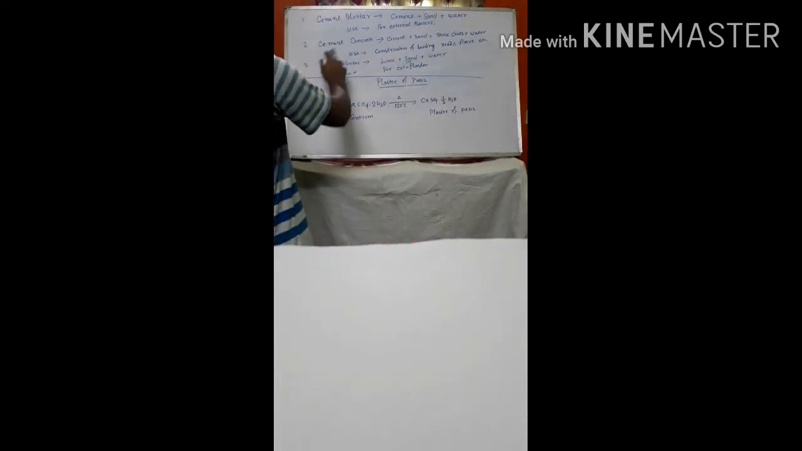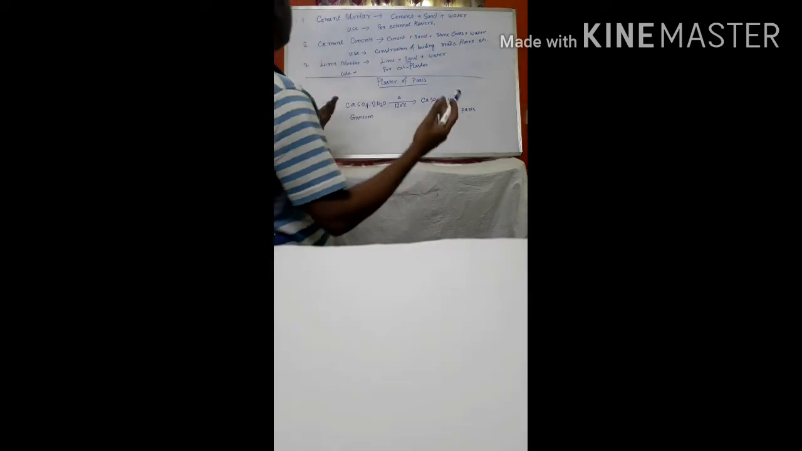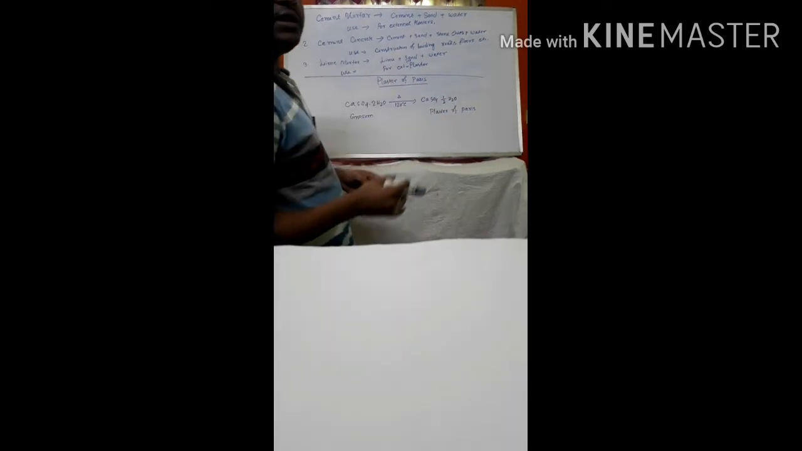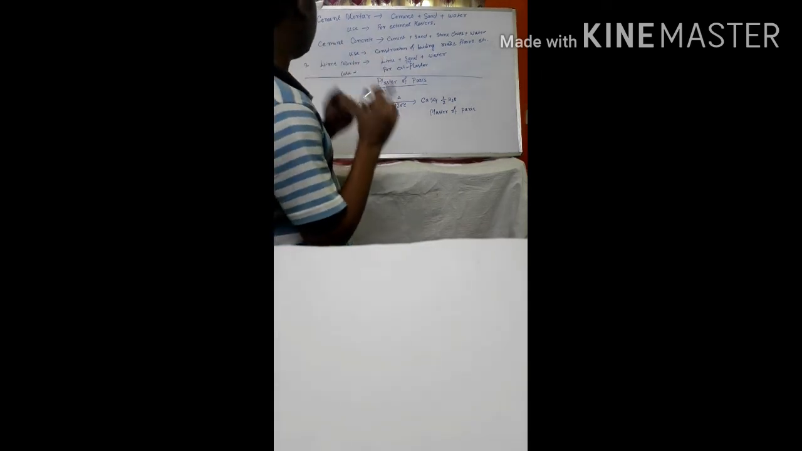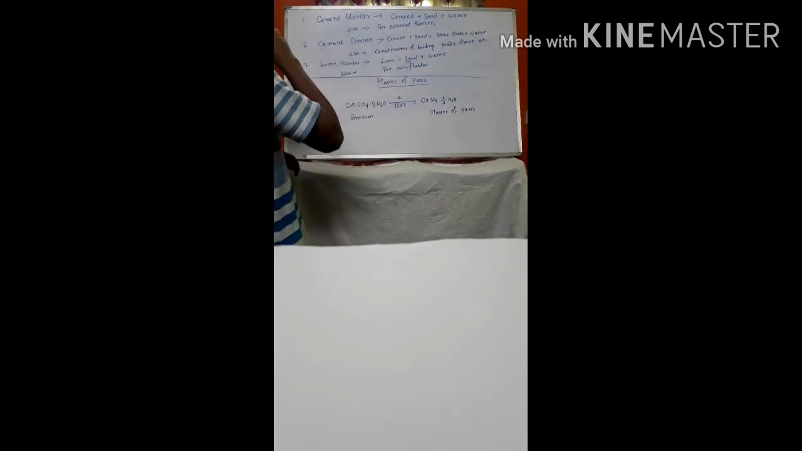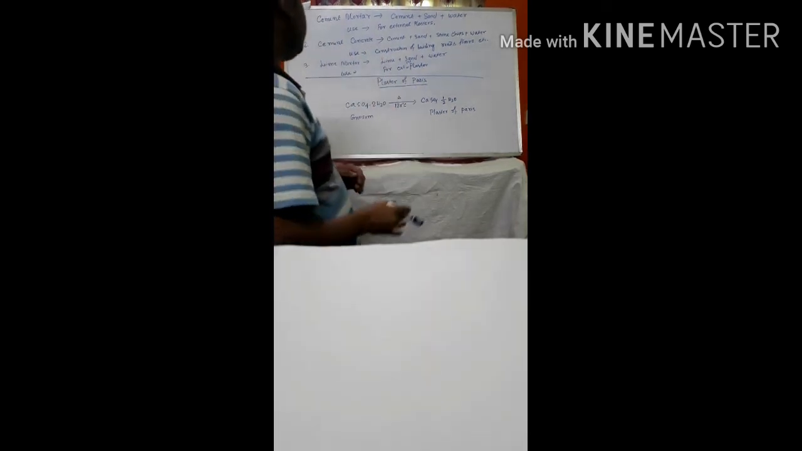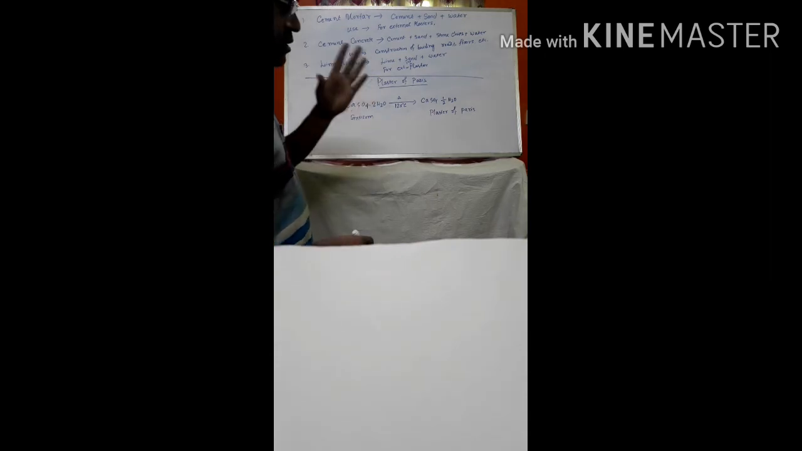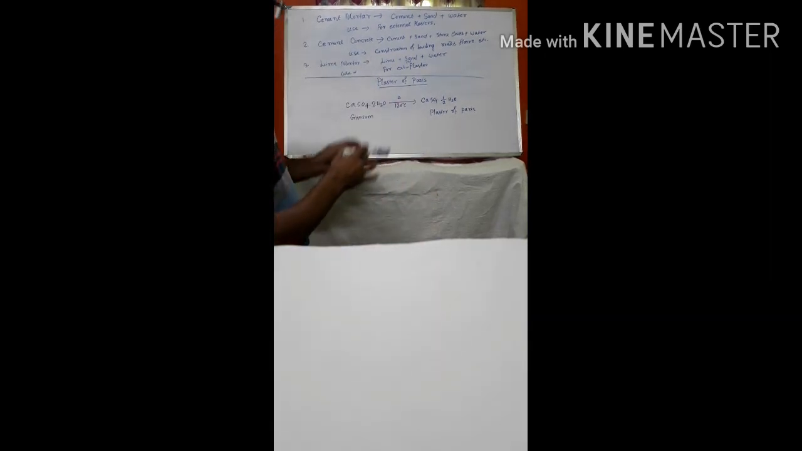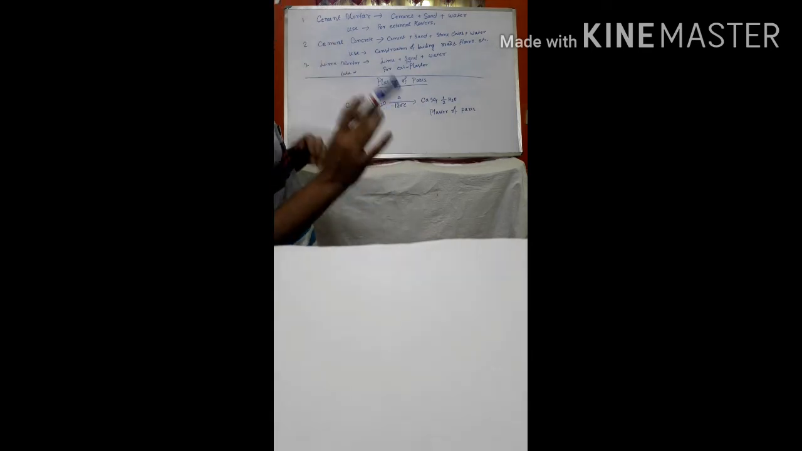Now cement concrete, you all know cement concrete. What is cement concrete? Cement concrete is a mixture of cement, sand, stone chips and water. It is used for the construction of buildings, roads, and also in roofs and floors, etc.